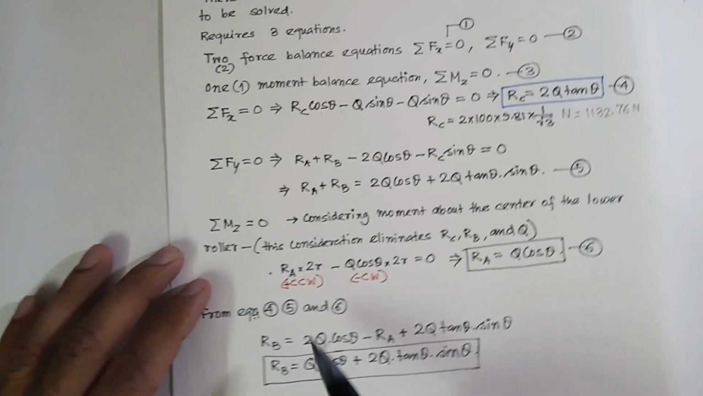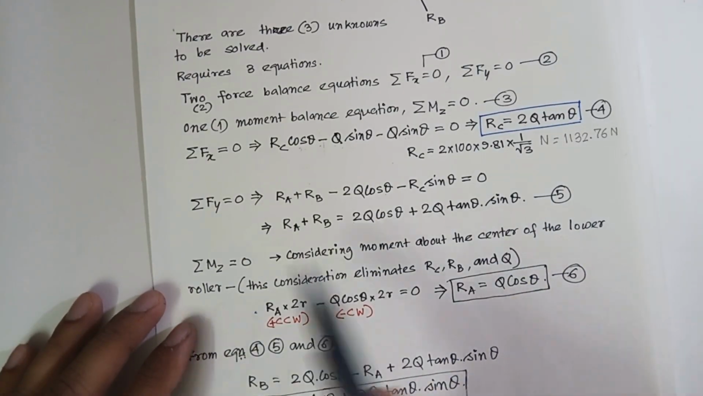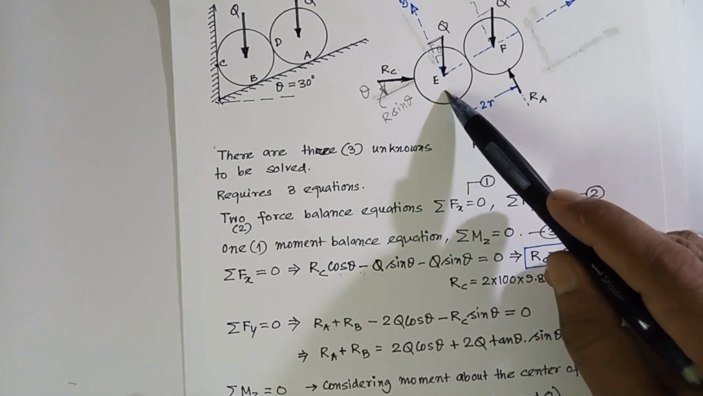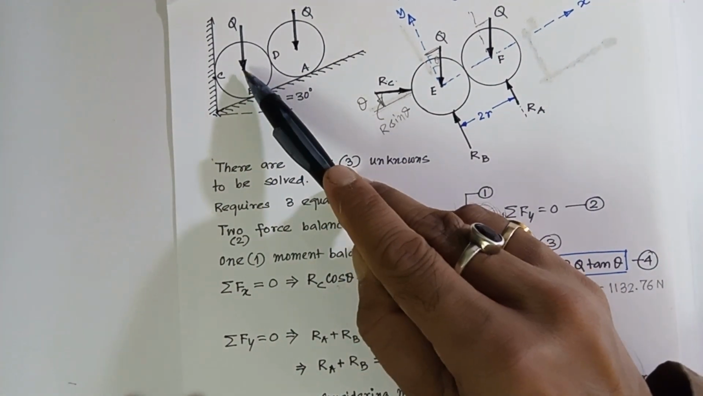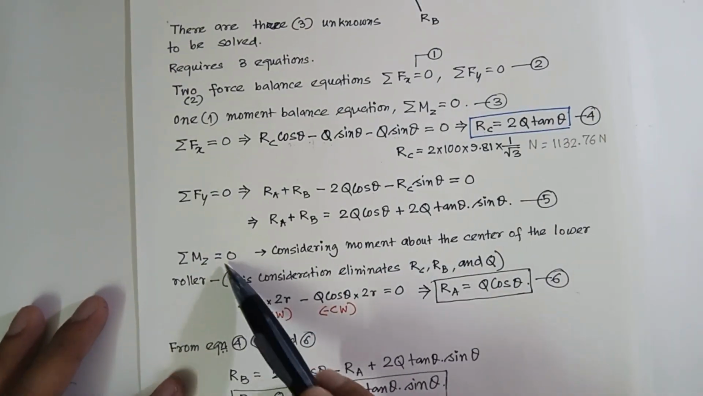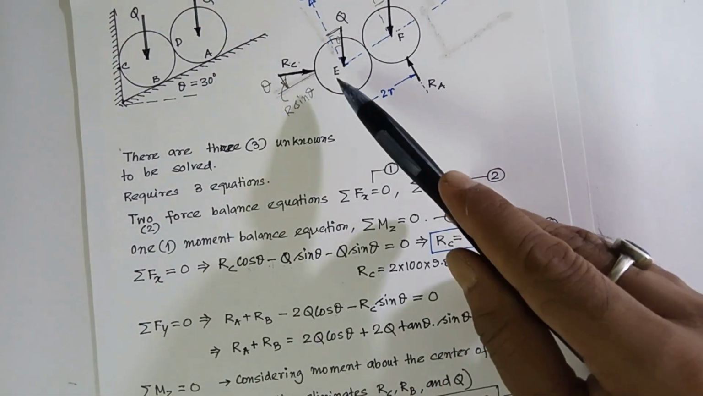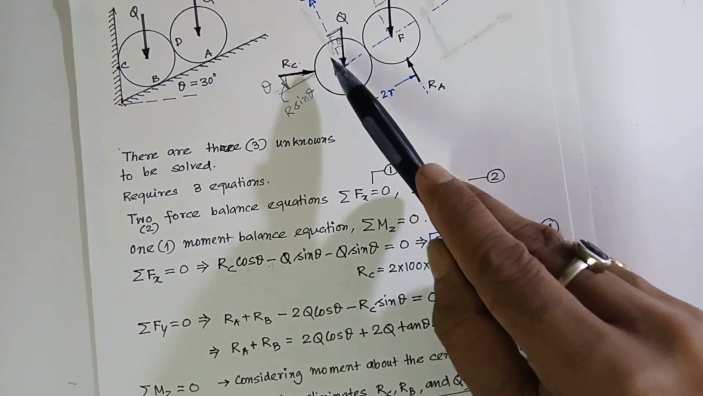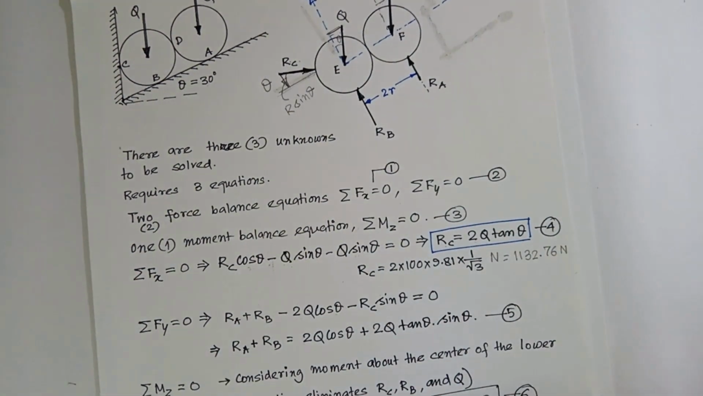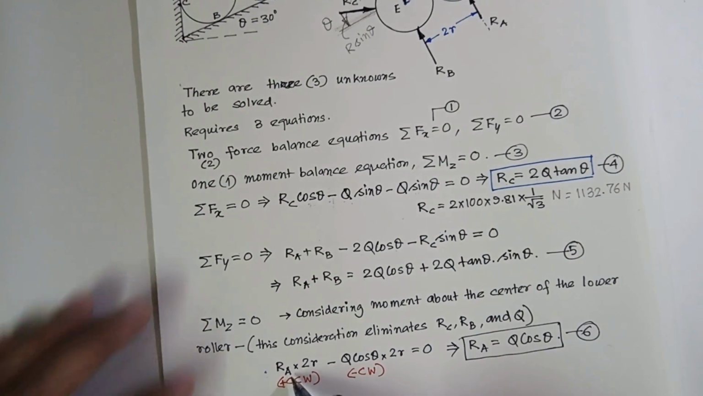Therefore we have written, considering moment about the center of the lower roller. This is the lower roller. So the center is taken as the moment center for the moment equation. This will eliminate the three that I have just mentioned, RC, RB and Q, these three will be eliminated, and we can simply write this.